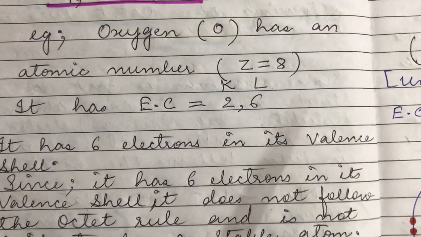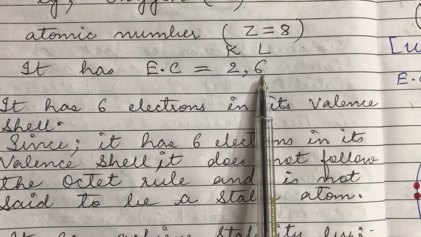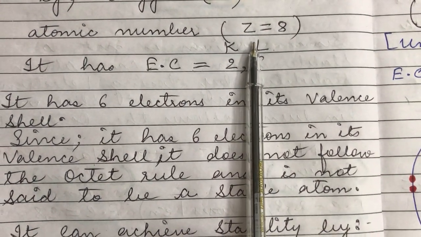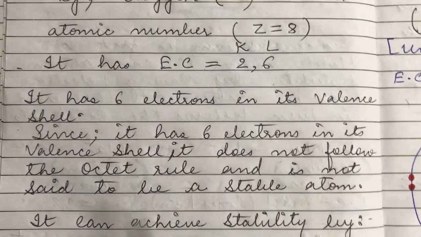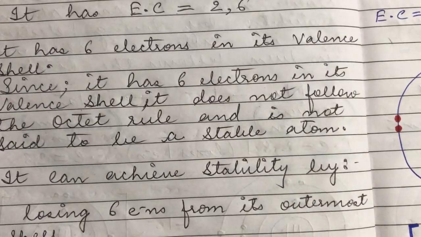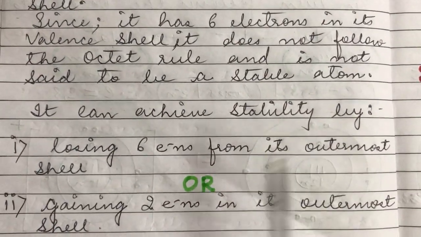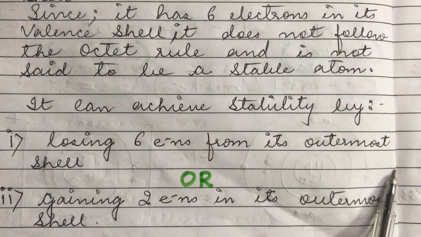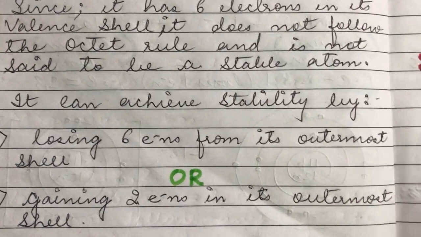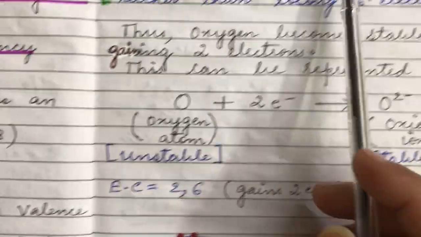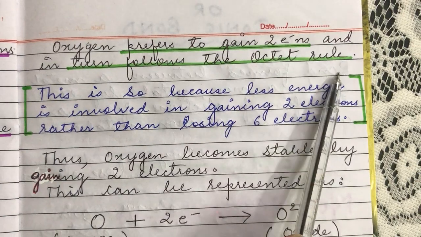Now it could achieve this by either gaining 2 electrons in the L shell or losing 6 electrons. Since it has 6 electrons in its valence shell, it does not follow the octet rule and is not a stable atom. It could achieve stability by either losing 6 electrons from its outermost shell or gaining 2 electrons in its outermost shell. But oxygen prefers to gain 2 electrons and in turn follow the octet rule.